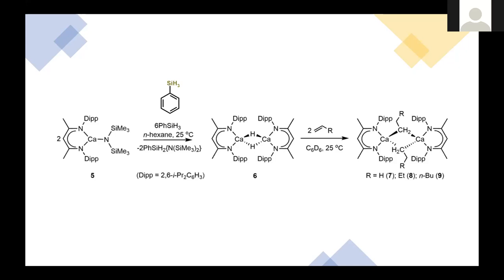So they decided to do the reaction with six and ethene again in a deuterated cyclohexane. And they found that it had the same rate of production and same rate of use of the dimer, but it was incredibly more stable.